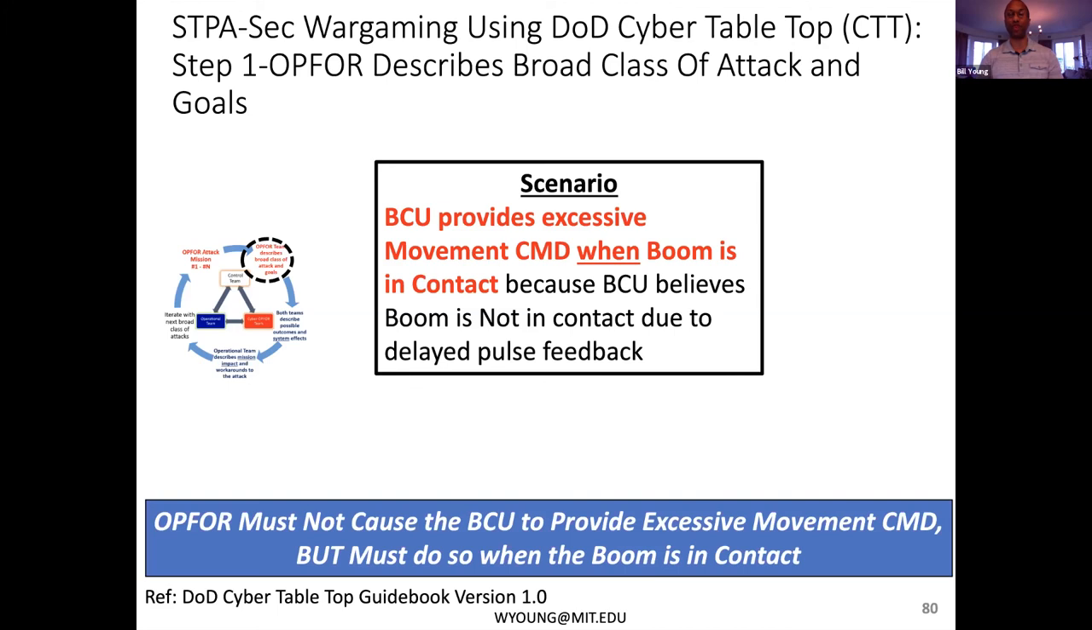If someone is writing an exploit, what you want to do is trigger the attack only at the time when it's going to be the most destructive or the most effective. So here, the BCU providing excessive movement command, hey, look, if that happens and there's not another aircraft nearby, then that means that we might be able to fix it. So what you really want to do to get the effect is make sure that the boom is in contact, because that means it can injure, damage the other aircraft, or potentially disrupt the mission. So timing matters with these attacks.